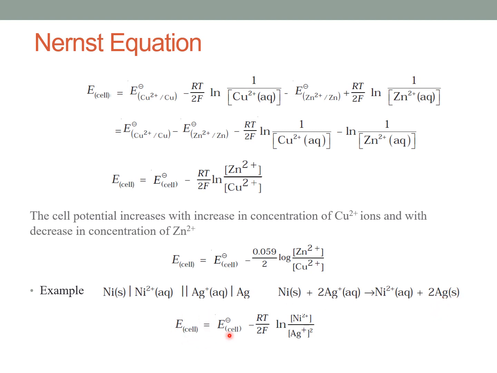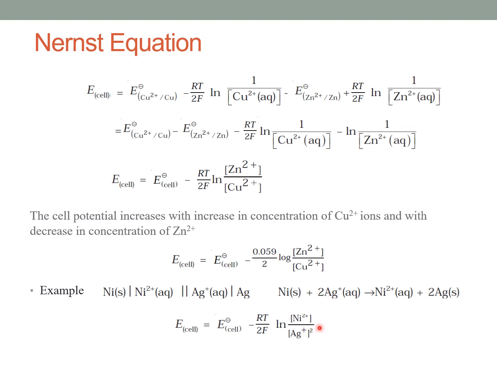So E cell equals E standard cell minus RT by 2F Ln of the oxidized species concentration, nickel 2 plus, over the reduced species concentration, Ag plus. Whatever the number before the Ag plus is, it is raised to that power, because the balancing is done with respect to the electrons. So the 2 should be on top of the Ag plus.